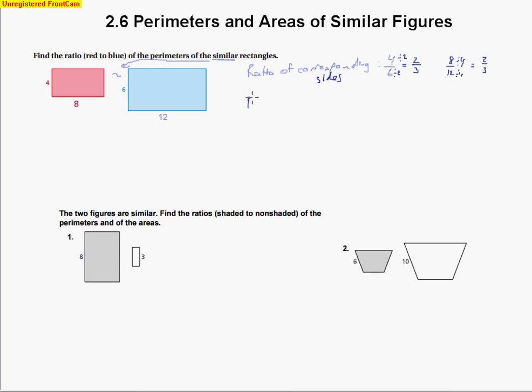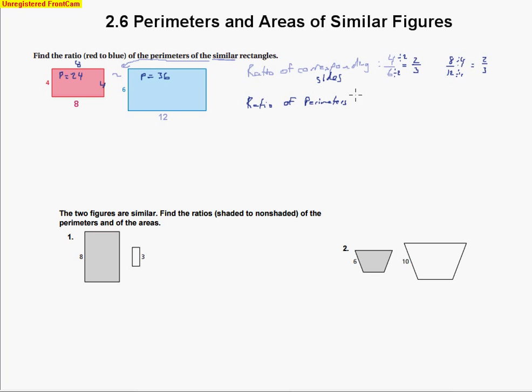So let's take a look at the ratio of perimeters. Before we can get to that, we have to find out what the perimeters are. Since we're dealing with a rectangle, this side's 8, this side's 4. If I add up all those numbers, the perimeter is going to end up being 12 times 2, which is 24 in this case. I just did 4 plus 8 is 12, and then doubled that for the other side. The next one is 6 plus 12, so doubling 18 gives me 36 in this case.